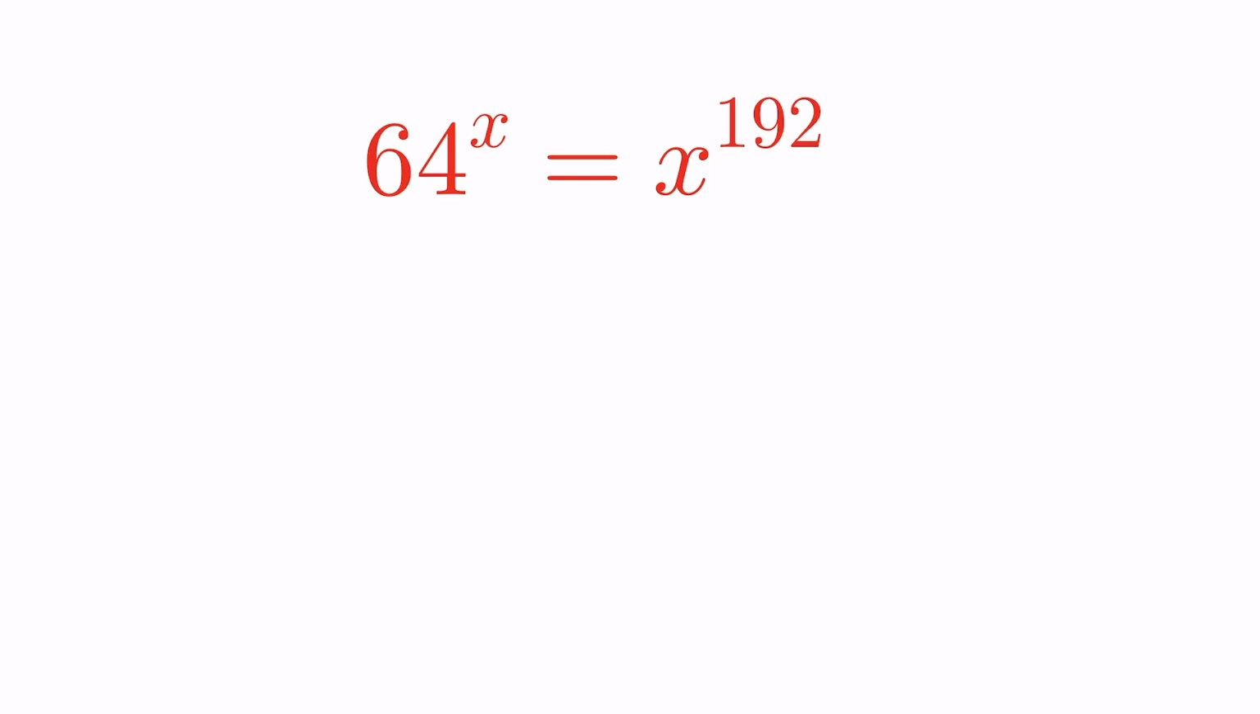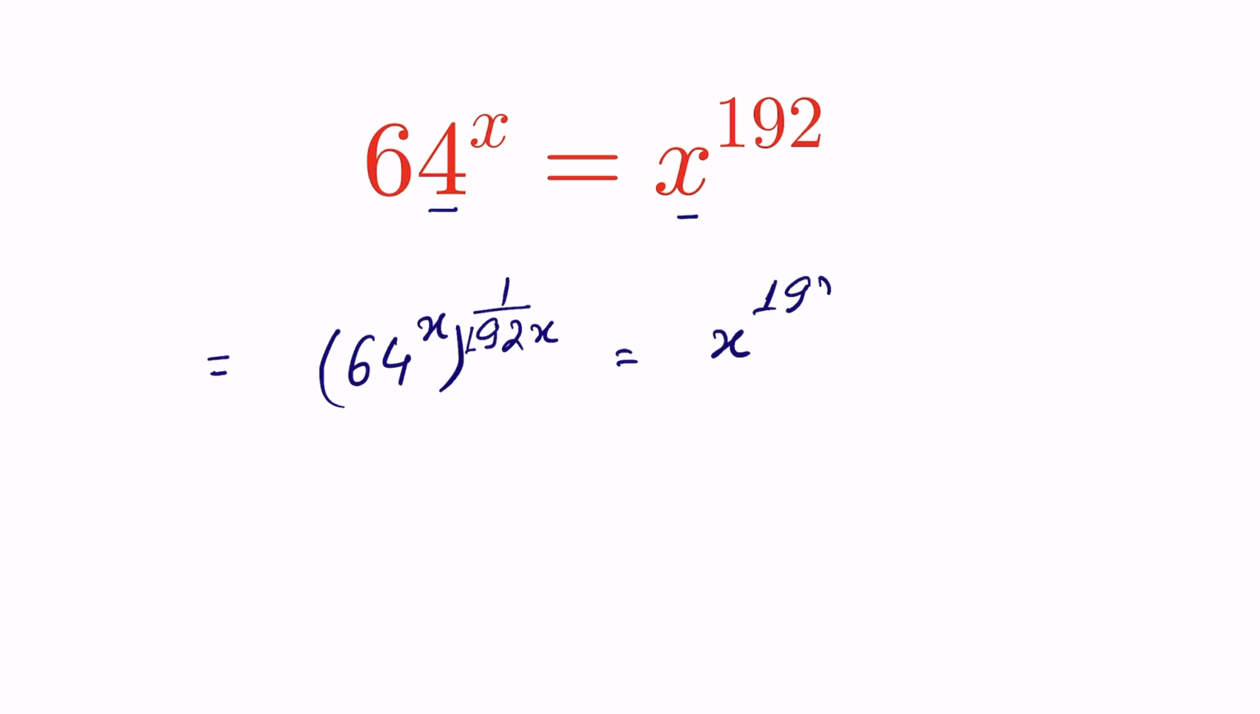64 to the power x is equal to x to the power 192. We have to find the value of x. Let's raise both the sides to the power of 1 upon 192x. So we can write (64 to the power x) whole to the power 1 upon 192x is equal to (x raised to the power of 192) whole raised to the power of 1 upon 192x.